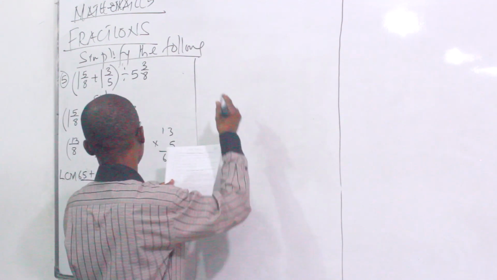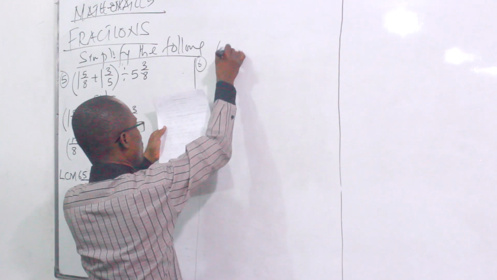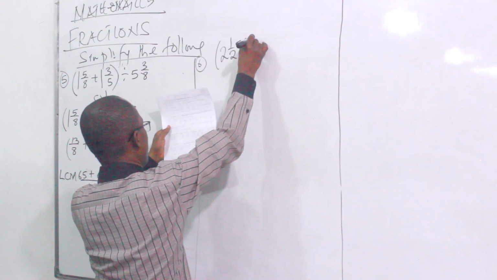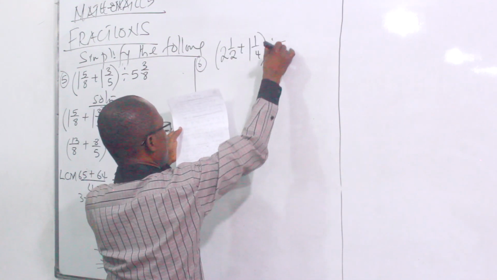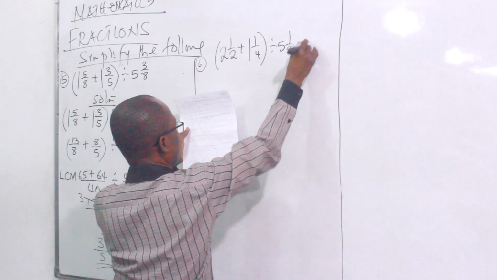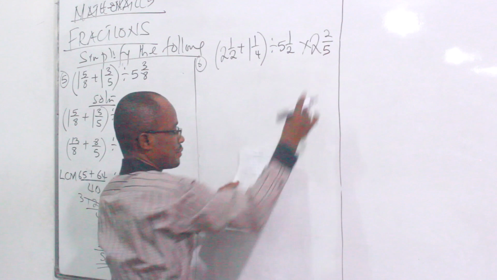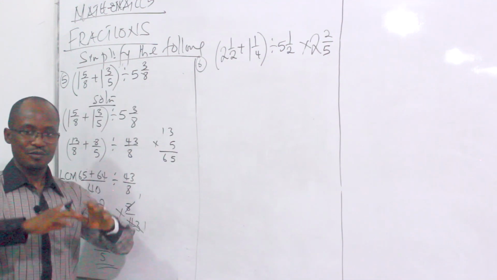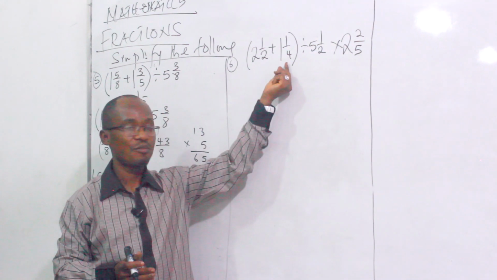So we are asked to simplify, let's say, example 6. Simplify, open bracket, 2 whole number 1 over 2, plus 1 whole number 1 over 4, close the bracket, divided by 5 whole number 1 over 2 times 2 whole number 2 over 3. So this is another good example of fractions. This consists of mixed fractions.